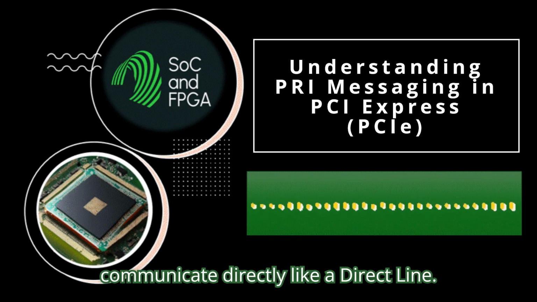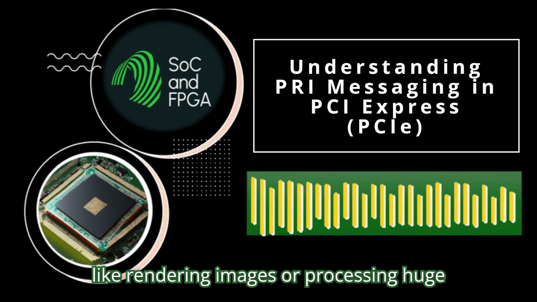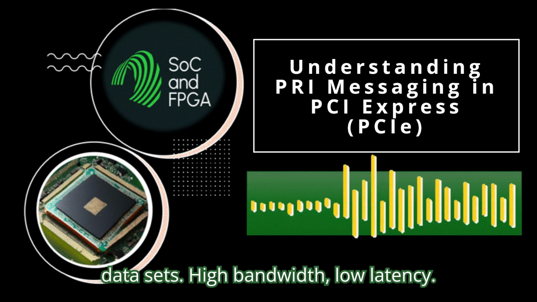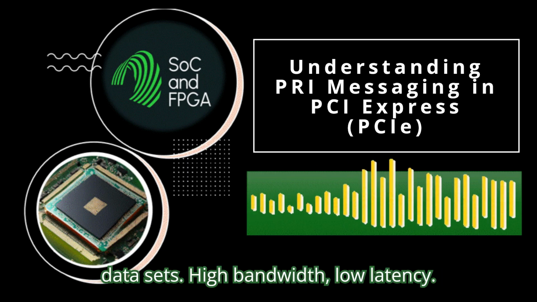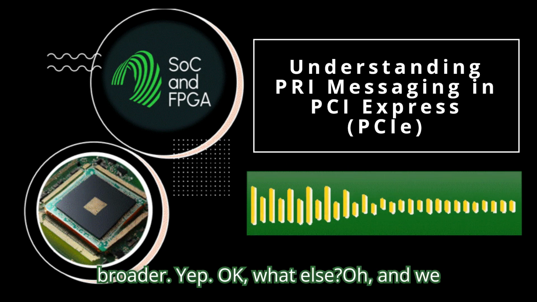Like a direct line. Exactly. Makes sense. That would speed things up a lot. Especially for things like rendering images or processing huge data sets. High bandwidth, low latency, that's what you need. So it's not just about virtual machines then. This is much broader. Yep.